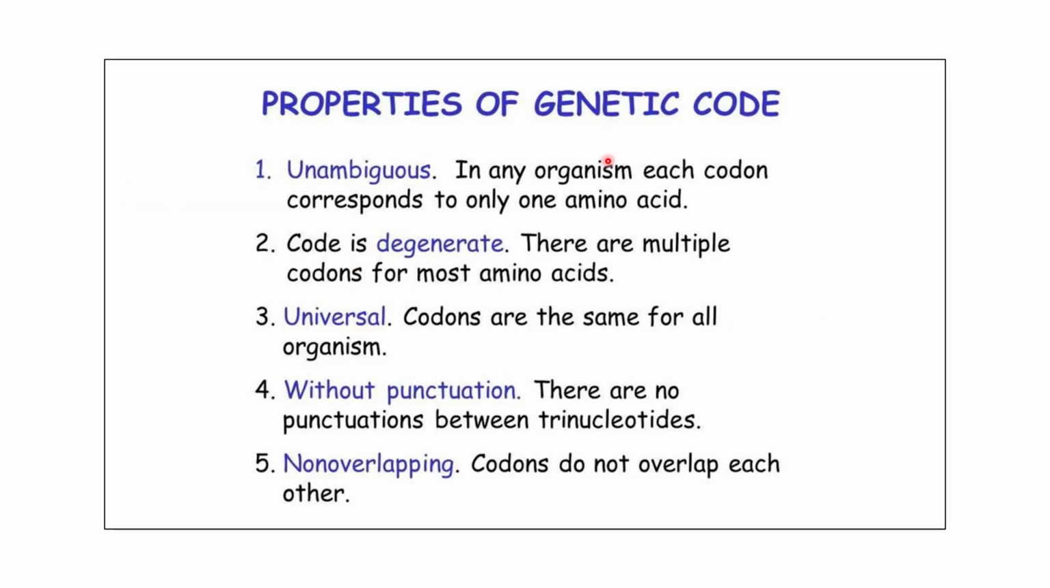So, properties of genetic code says it is unambiguous. That means in any organism, each codon corresponds to only one amino acid. It is degenerate. That means an amino acid can be coded by multiple codons. Then it is universal, commaless without any gap, and it is non-overlapping.